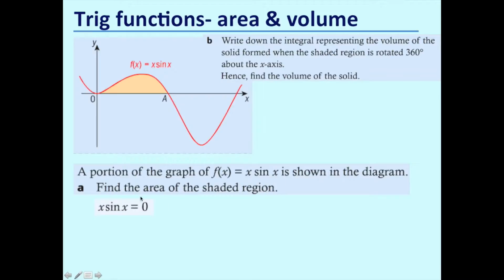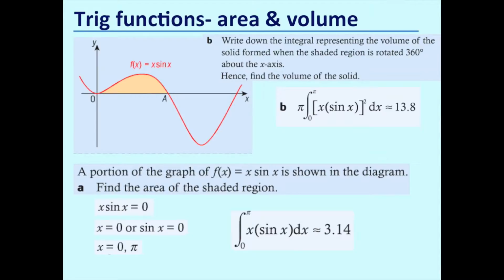The only way this can equal 0 is if x equals 0 or if sine x equals 0. If sine x equals 0, then x could equal 0 or pi. So we've got our two solutions here, 0 and pi, and we can then use those as our boundaries and integrate our function between these limits to get an answer of 3.14.